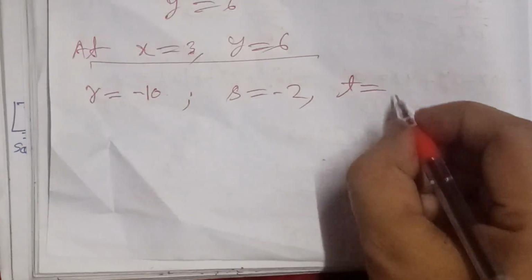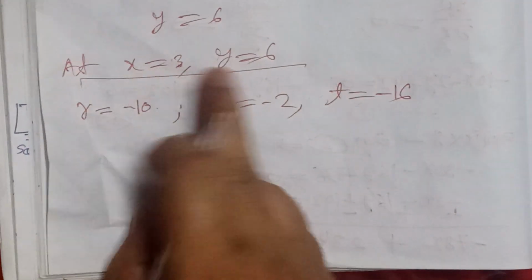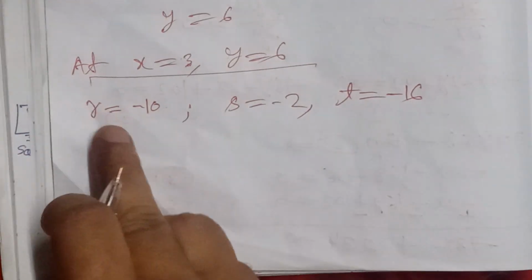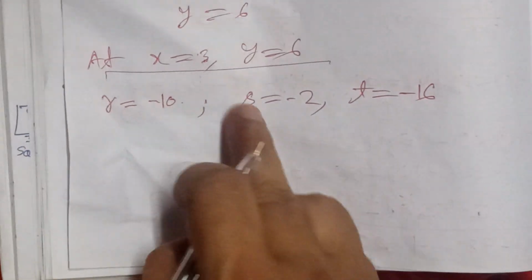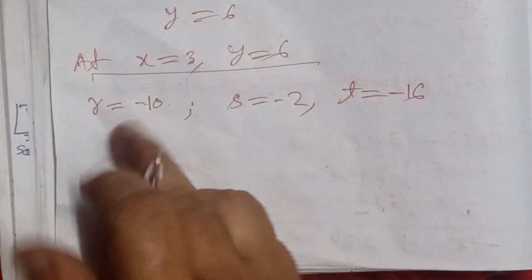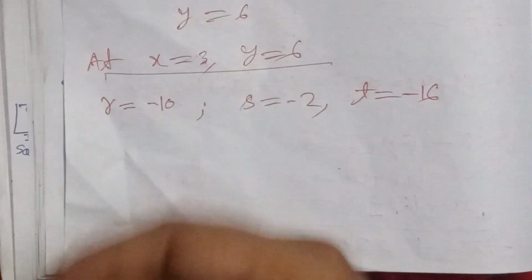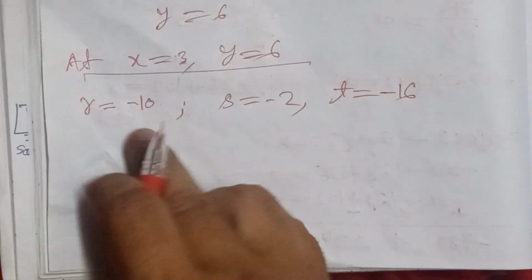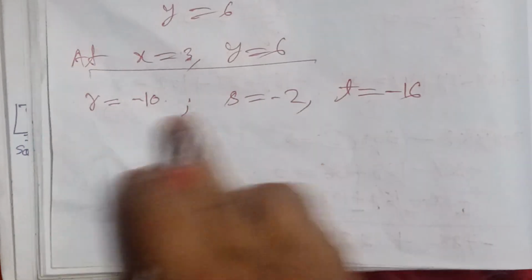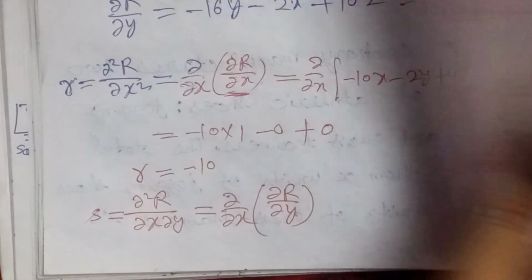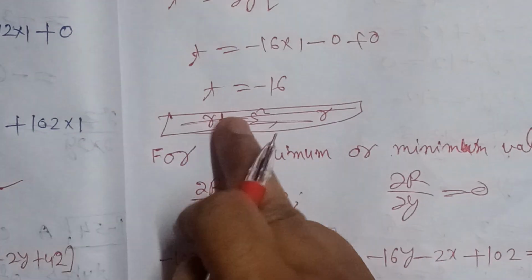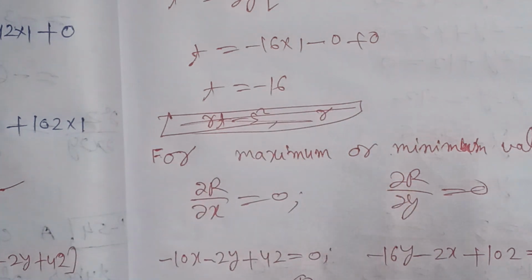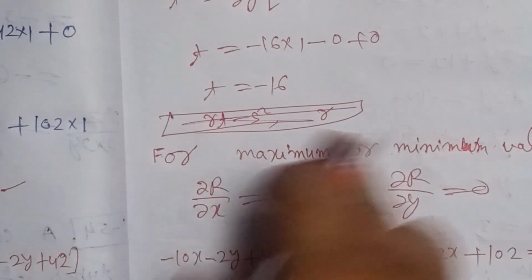In the general case, you find the value of x and y, and then at this point find the value of r, s and t. If r, s, t are functions of x, y, but here r, s, t are not functions of x, y. They are constant values. As I said previously, we can also find the nature of r, which is maxima or minima, without the value of x and y.